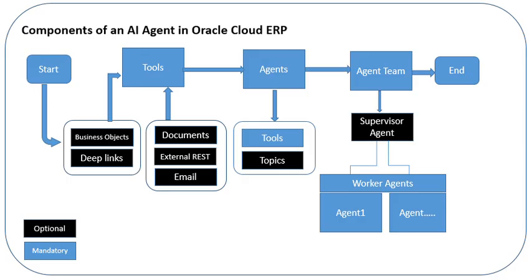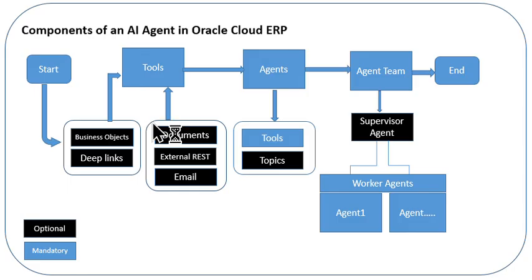People are asking questions about the different components that build up an AI agent. So here is a slide that I've put together that shows you the different components that build an AI agent. Some of the components currently supported in the AI agent are the business objects, the deep links, the documents, external REST APIs, or optionally the emails.